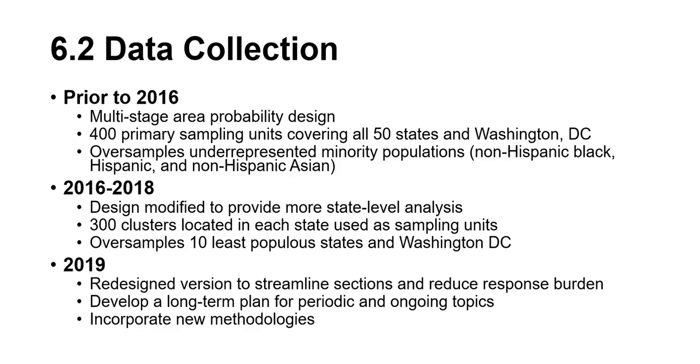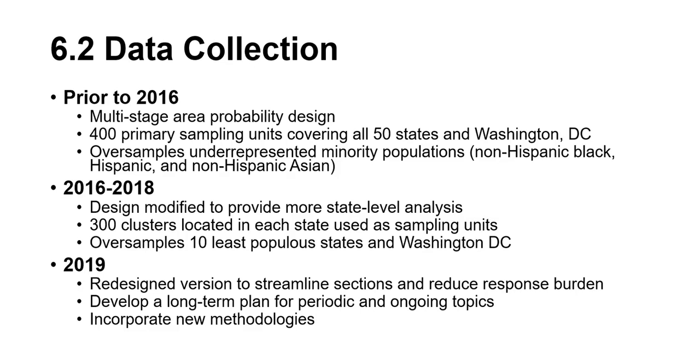From 2016 to 2018, the design was modified to include more robust state-level estimates. The design was changed to include 300 clusters located within each state as the sampling units. It also oversampled 10 of the least populous states in the U.S., as well as Washington, D.C.